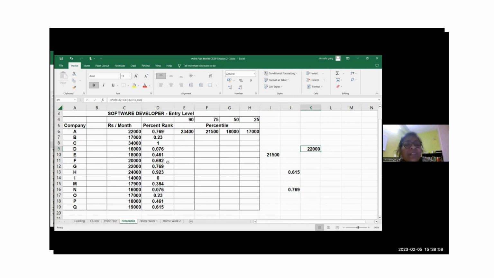So can you see this? I've written here 22,000, 17,000, 34,000, 16,000. So this is what I'm paying. Now what I want to do is pay at the 95th percentile. So what will I do? Come on, guys. The question is, how much to pay?